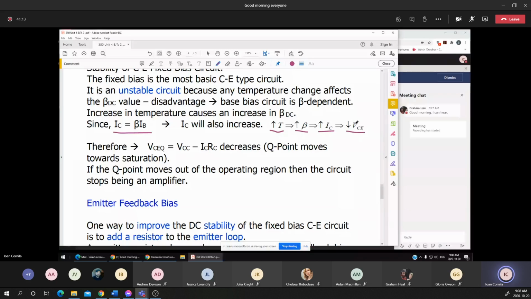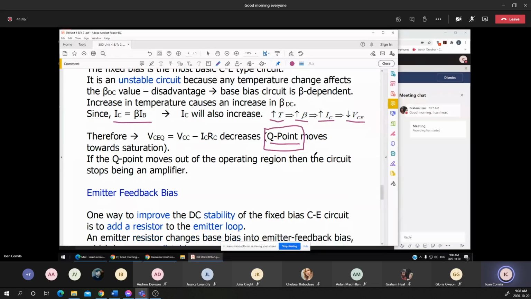Dropping or lowering the voltage between the collector and the emitter, the Q point moves towards saturation. Means that if we are making all the calculations for a certain IC and the VC closer to the midpoint of the load line, increasing the temperature will change the Q point that we calculated at 25 degrees. Means that is not an ideal circuit, but it is very simple.